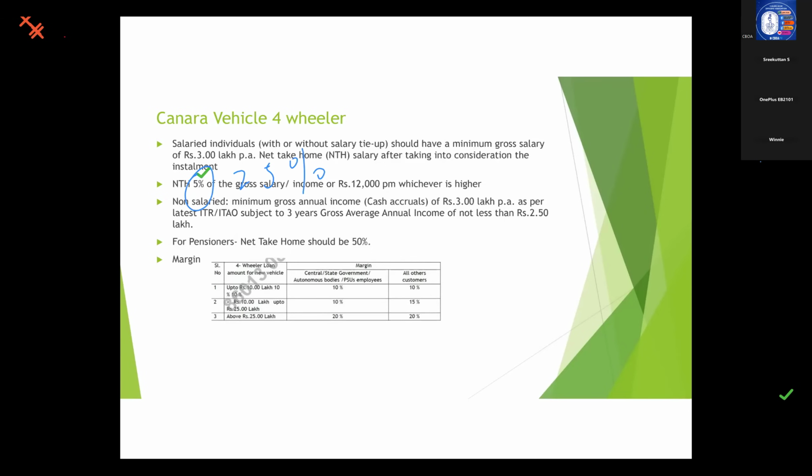Now, coming to pensioners, the NTH is 50%. So if a pensioner comes to your branch for a Canara vehicle four-wheeler, the NTH should be 50%.